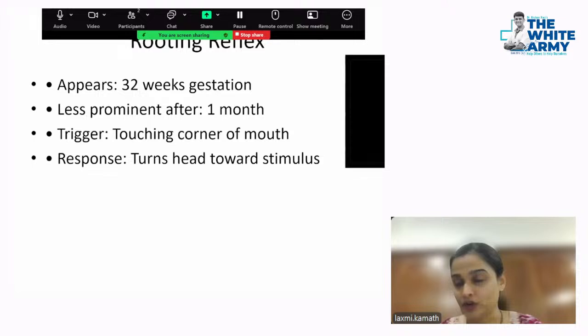Rooting means whenever we touch the corner of the mouth, the baby turns towards the stimulus. Now imagine, why is this helpful? This is helpful for latching on the breast. If the child is taken close to the mother's breast and is stimulated, then it will turn towards the breast so that it can latch on easily. This is called the rooting reflex, which appears as early as 32 weeks of gestation and almost disappears by the end of 1.5 months.